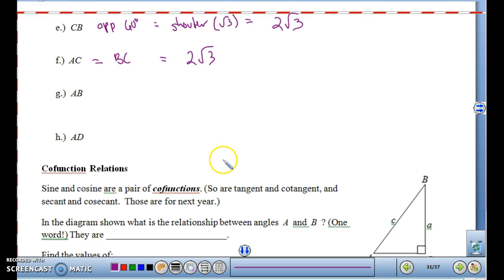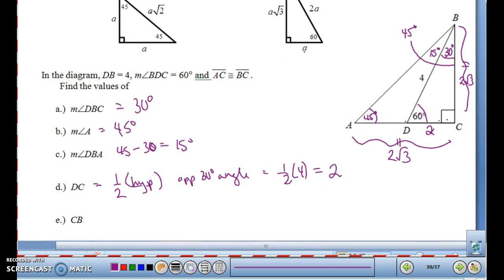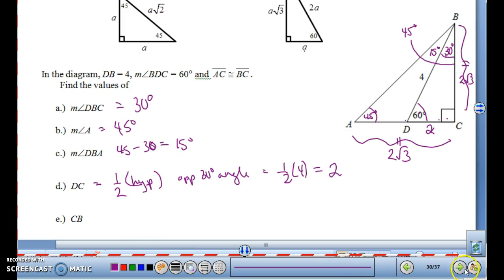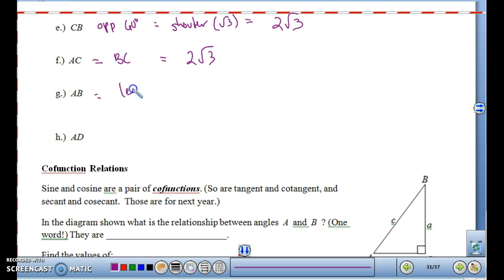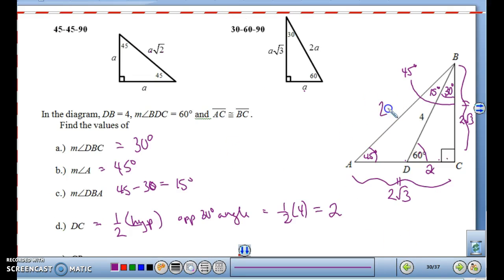All right, and then AB. Well, AB, if we look at this triangle right here, is the hypotenuse. Well, if this is a 45-45 right triangle, remember the pattern is the hypotenuse is whatever the leg is times the square root of 2. So for AB, it's the leg times the square root of 2. We found the leg previously up here, 2 times the square root of 3, times the square root of 2. Multiply these together, you get 2 times the square root of 6. 3 times 2 under the radical, you can multiply. So AB is 2 times the square root of 6.